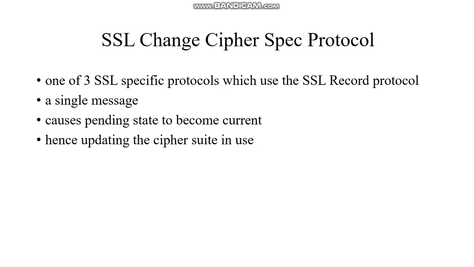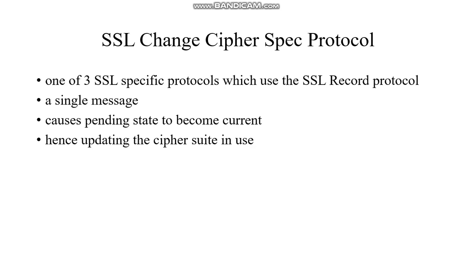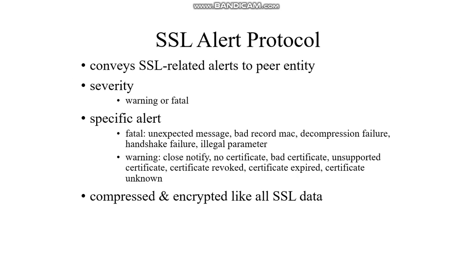First, we will be discussing the change cipher protocol. It is one of the three SSL specific protocols that use the SSL record protocol. It consists of a single message, a single byte with value 1. Its purpose is to cause the pending state to be copied into the current state, which updates the cipher suite in use on this connection. And the next one is the alert protocol.